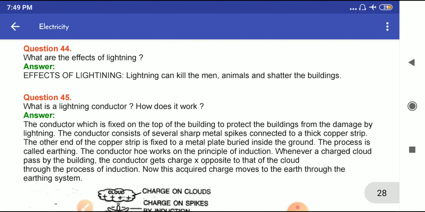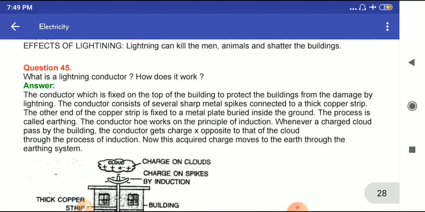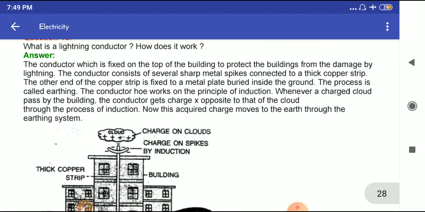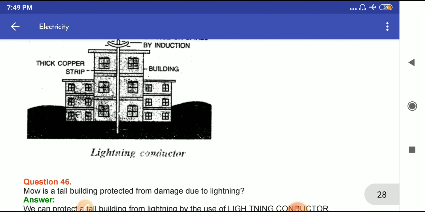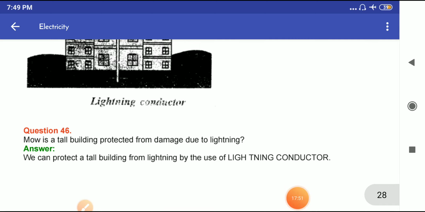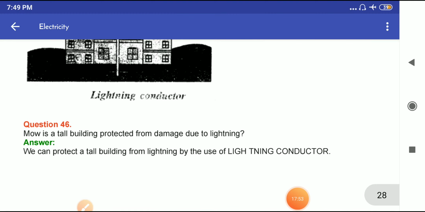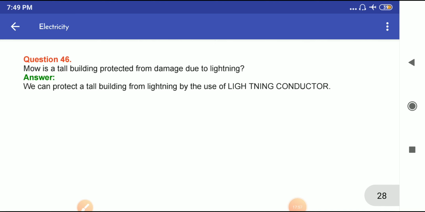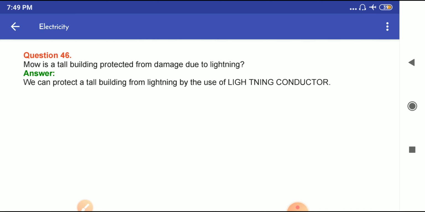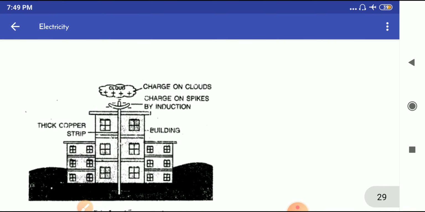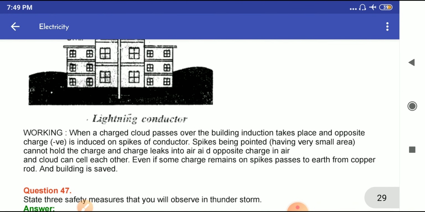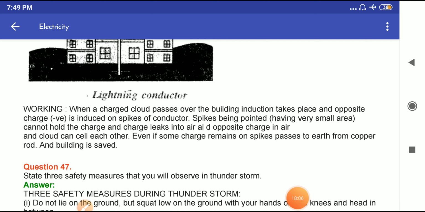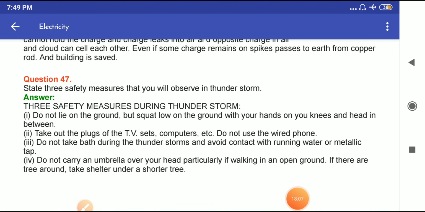Question number 45. What is a lightning conductor? How does it work? So this is your answer. You can write it from here. Now question number 46. How is a tall building protected from damage due to lightning? We can protect a tall building from lightning by the use of a lightning conductor. Okay. Now this is the working of this lightning conductor.